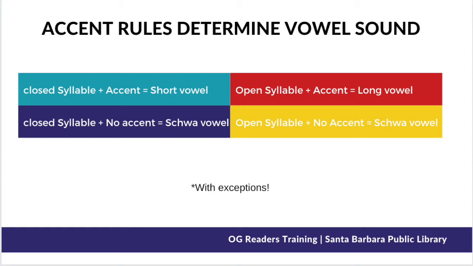Here we can see there's closed syllables and open syllables, and whether or not they're accented is often going to impact what sound they make. Let me give you some examples. So the word cancel, for example. I don't want to cancel this training.